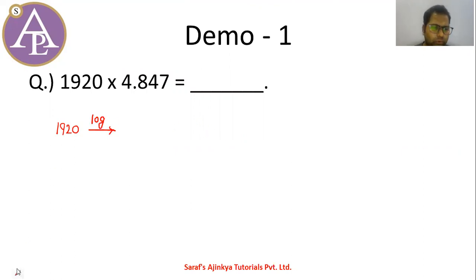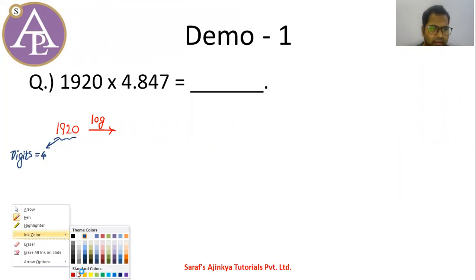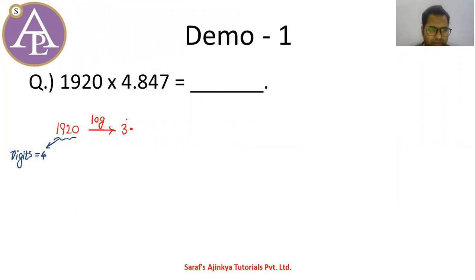Now, before you find the log, you have to tell me how many digits there are before the decimal. There is no decimal point here. So how many digits are there? I have 4 digits. Because I have 4 digits, I will write here 3 point. This 3 is called the characteristic part.